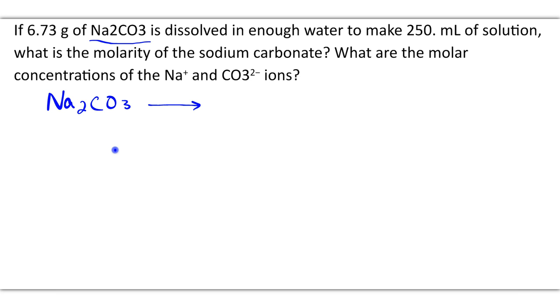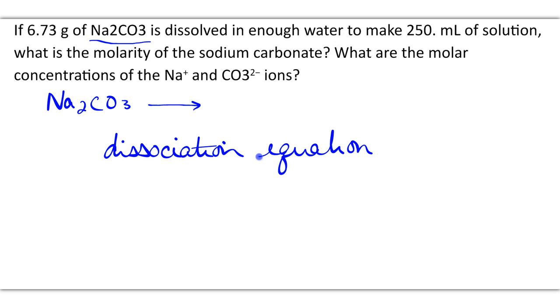Realize this is a dissociation equation, which is only to represent what you get in aqueous solution when a soluble compound is dissolved. So when we dissolve sodium carbonate, we're actually going to separate the cations from the anions, and we're going to get 2 sodium ions and 1 carbonate ion. And this is known as a dissociation equation.